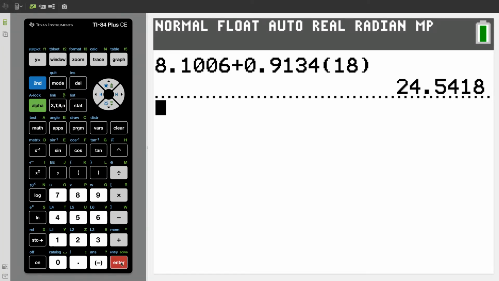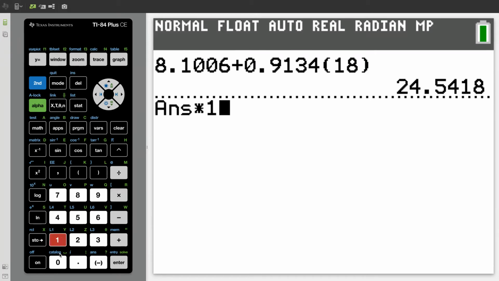And now remember, that is my number in sales. So what do I do with that number? Times 1,000. Yeah, multiply by 1,000. Okay. And let's take a screenshot of that.